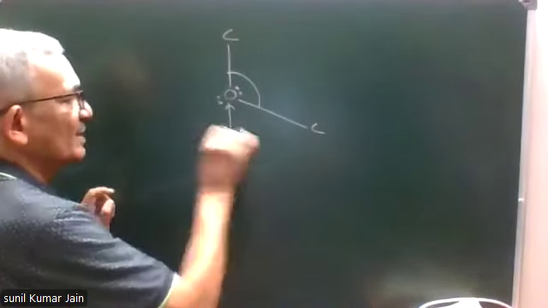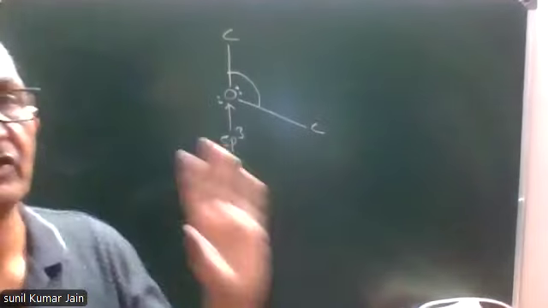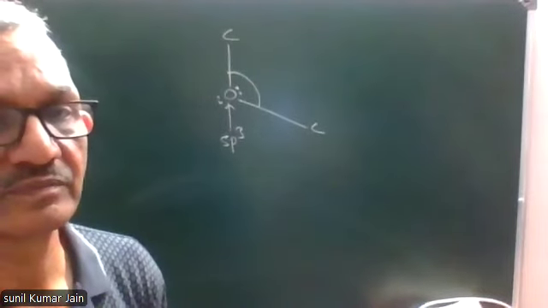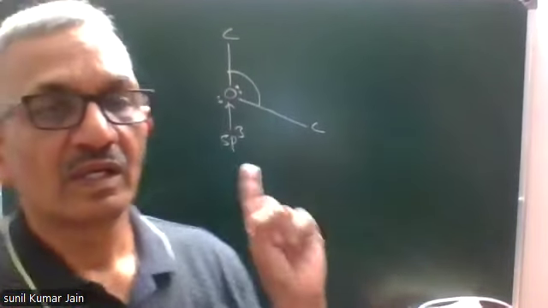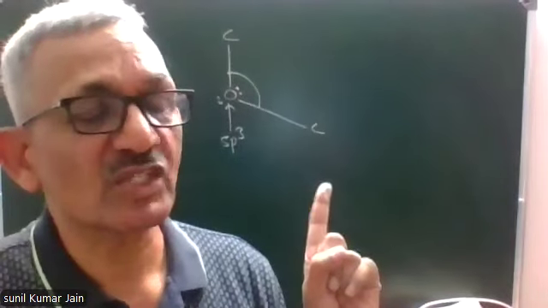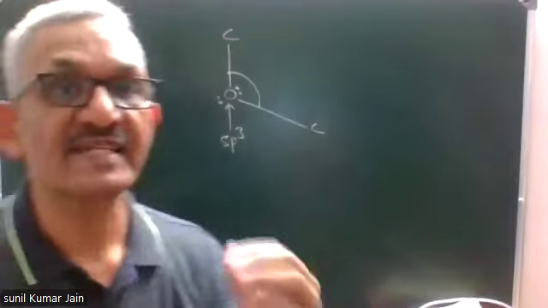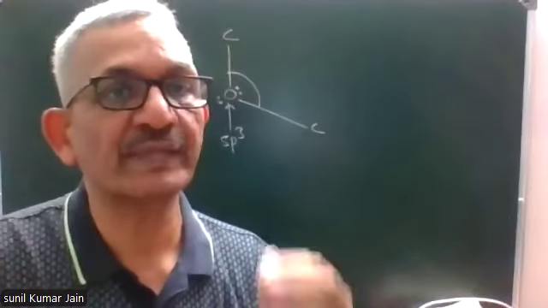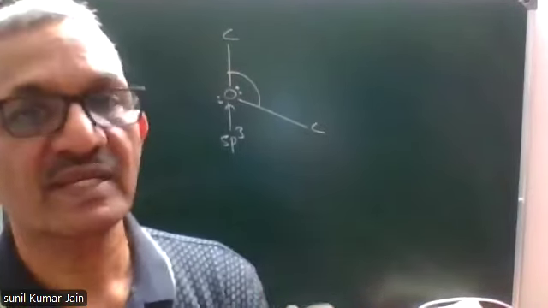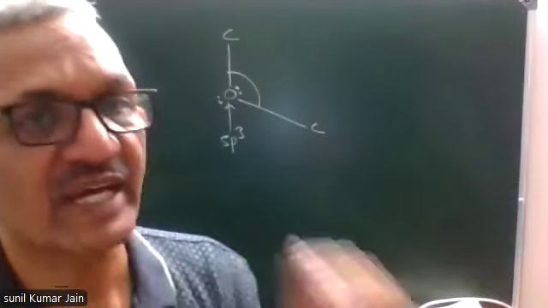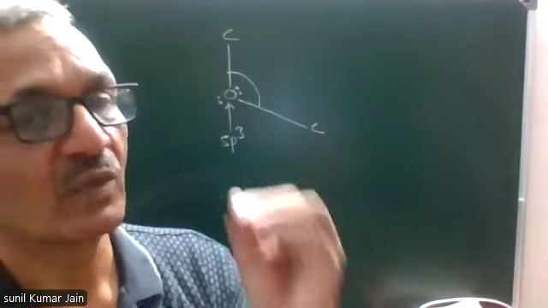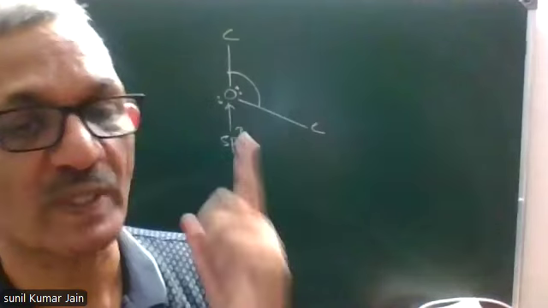Oxygen, sp3 hybridized. Now, since oxygen is sp3 hybridized, this COC bond angle is expected to be 109.28, but it is much larger than 109.28. What is the reason? You have to write just one sentence.